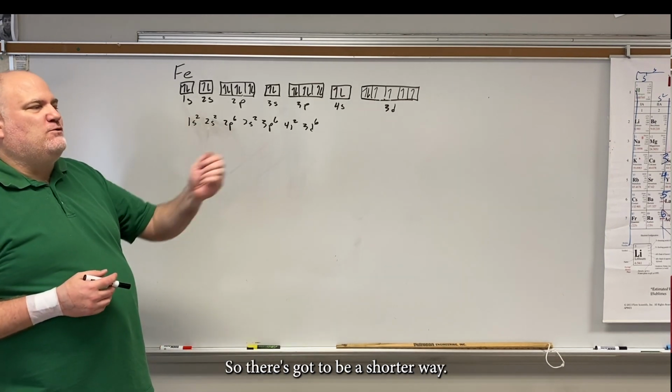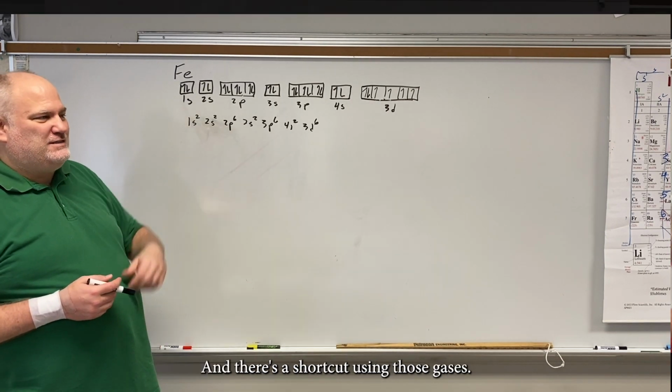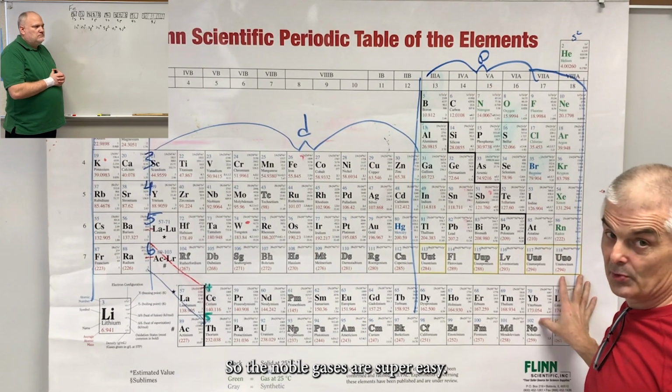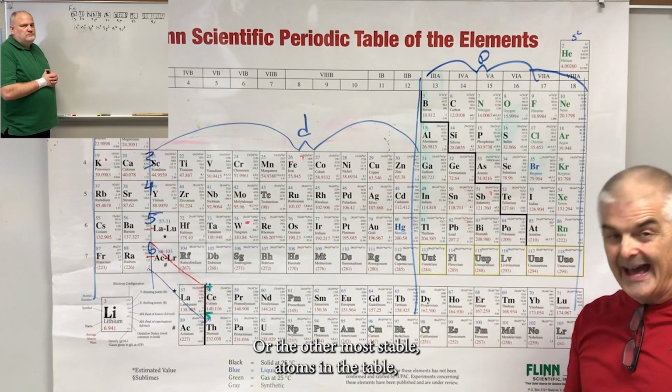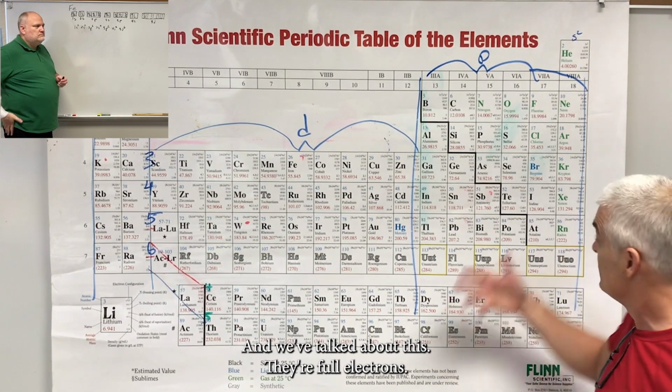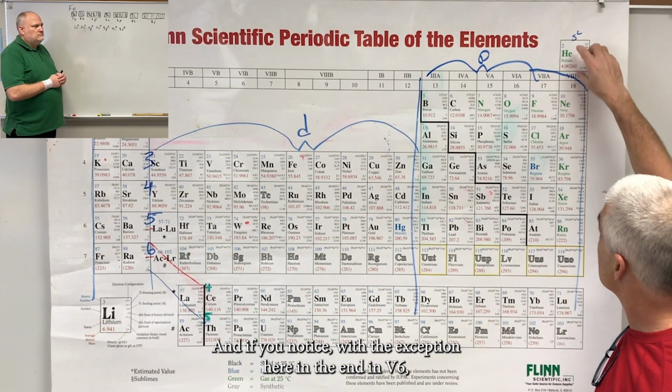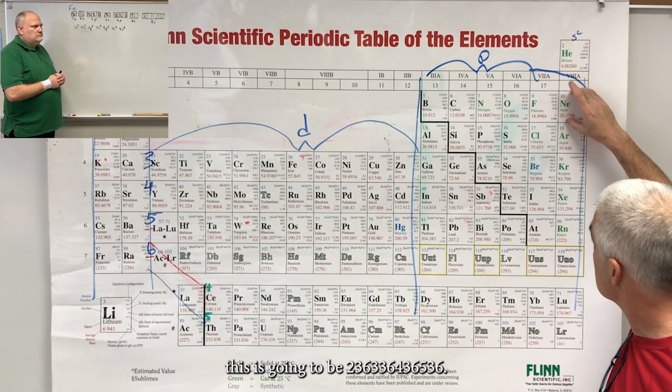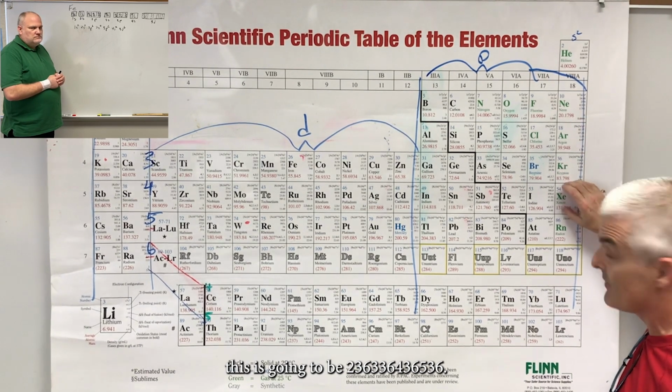So there's got to be a shorter way, and there's a shortcut using noble gases. The noble gases are super easy, right? They're the most stable atoms in the periodic table. They have their full shell octet. We've talked about this. They're full of electrons. And if you notice, with the exception of helium, they end in p6. This is going to be 2p6, 3p6, 4p6, 5p6.